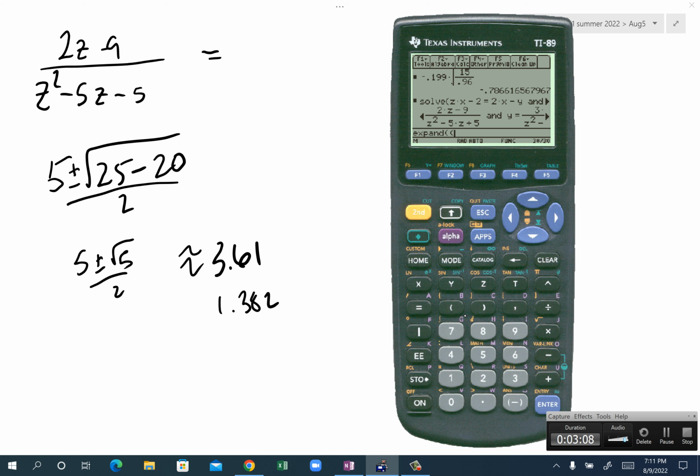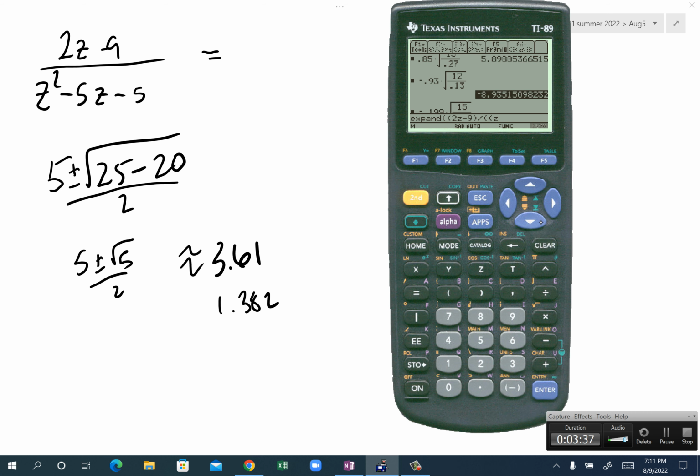Suppose I did this: 2z minus 9 divided by. Suppose I wrote it as z plus. Now hold the phone a minute. Something's a little screwy there. I've got to go back and look at my numbers again. Something's not quite kosher there. Oh, my numbers were on here. So I'm going to do this real quick. Hang on.